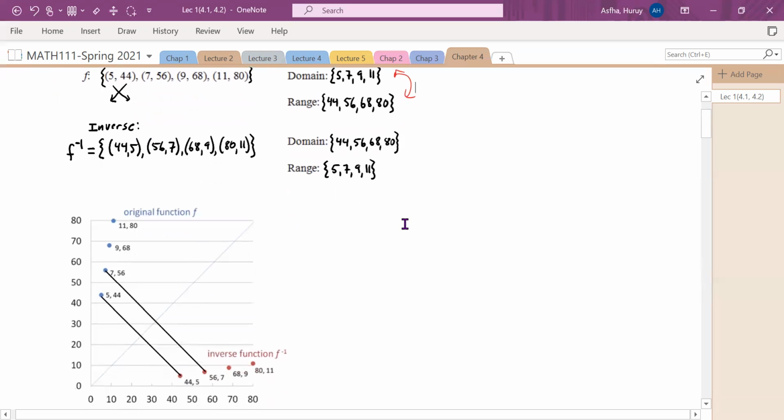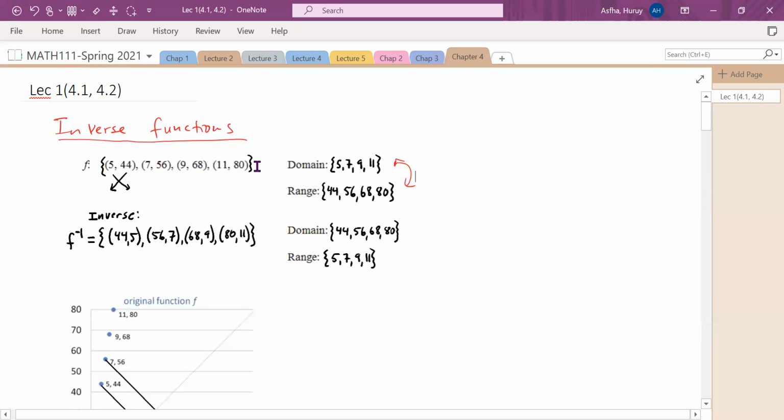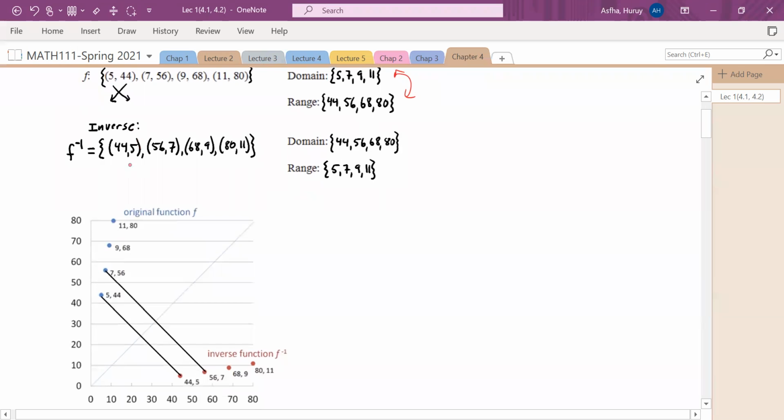And graphically, if we plot these ordered pairs on the xy plane, what we get is something like this one. For example, 5,44 and 7,56, 9,68, 11,80. And if we connect these points, we will get a line something like this, right? It should be a straight line, of course. But the line goes something like this, okay?